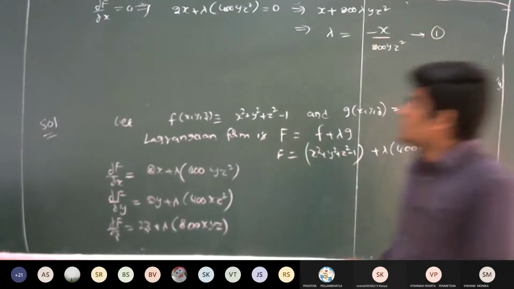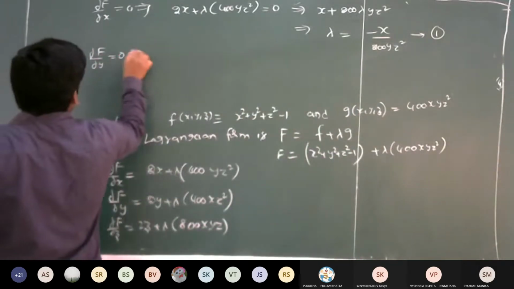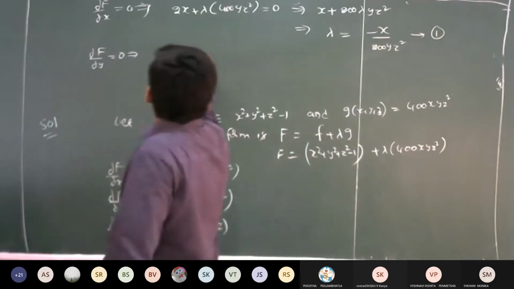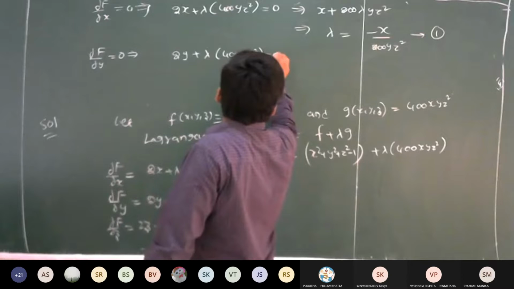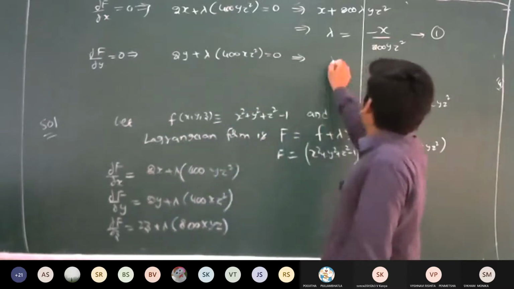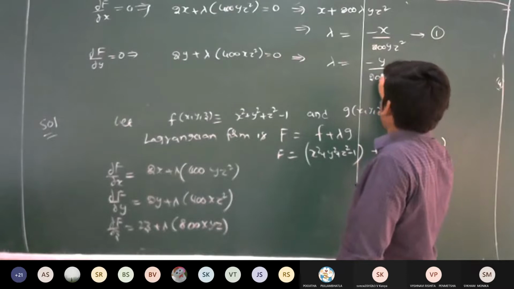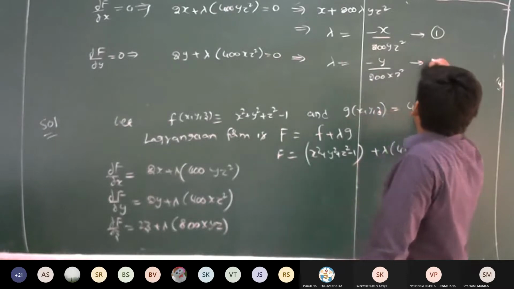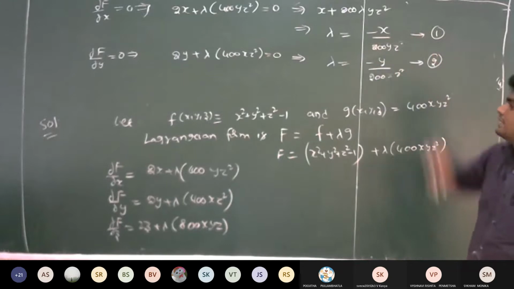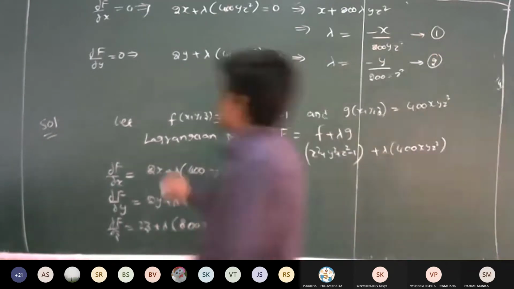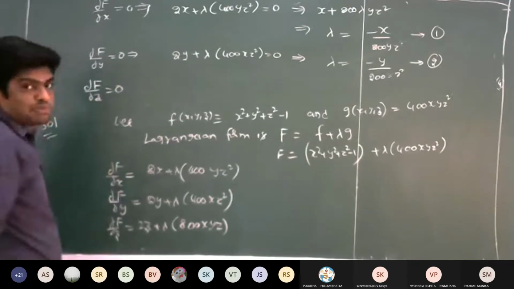Similarly, from the next partial derivative, ∂f/∂y is equal to 0, then you will get 2y plus lambda into 400 x z square is equal to 0. In this way, lambda is equal to minus y by 200 x z square. So by using this one, I am writing the lambda value here. The next one is ∂f/∂z is equal to 0. This is the third step of the working procedure.